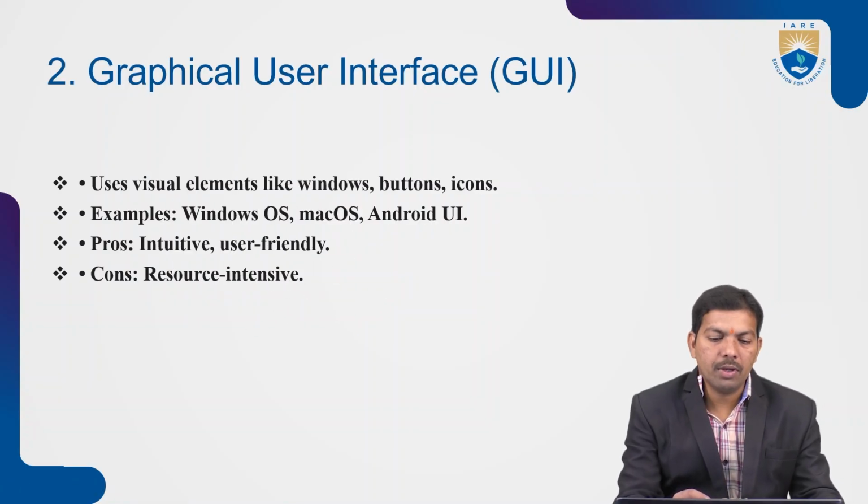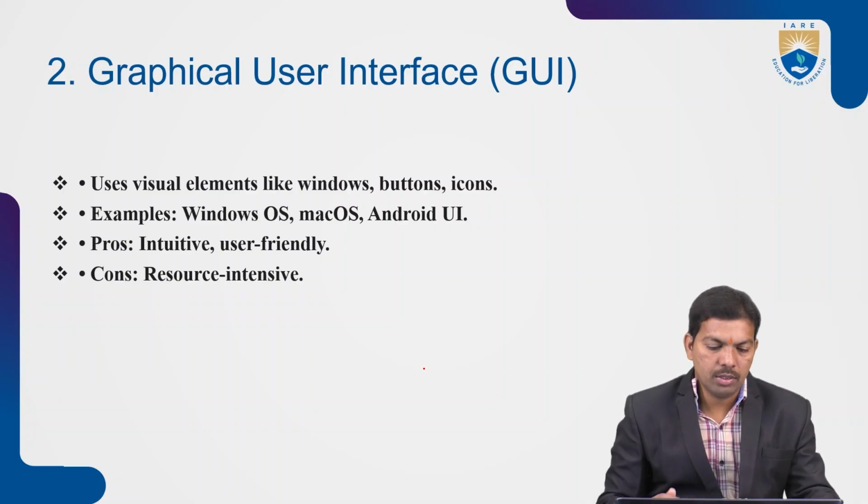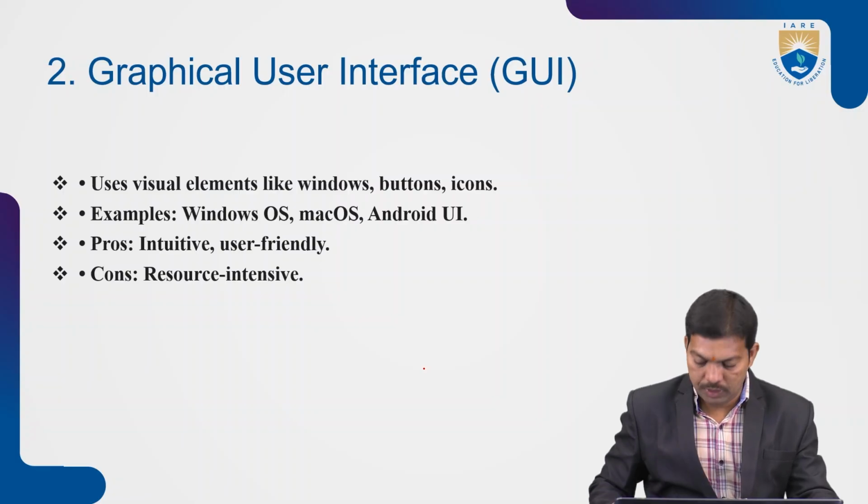Next, graphical user interface. It uses visual elements like windows, buttons and icons. Examples are the Windows operating system, Mac operating system or Android user interface. Pros and cons: it is intuitive and user friendly, and the cons are that it is resource intensive. These are the pros and cons of the graphical user interface.